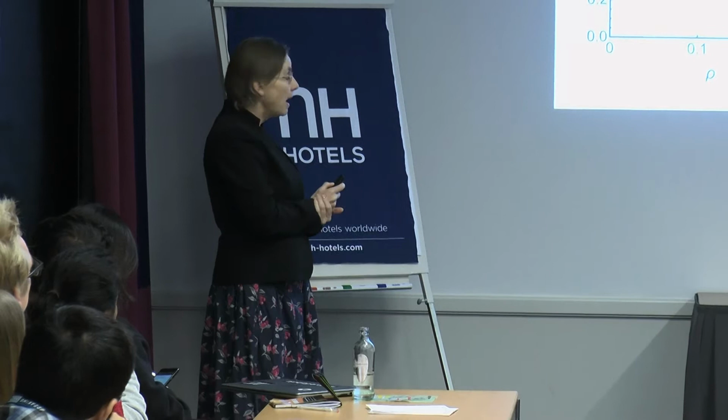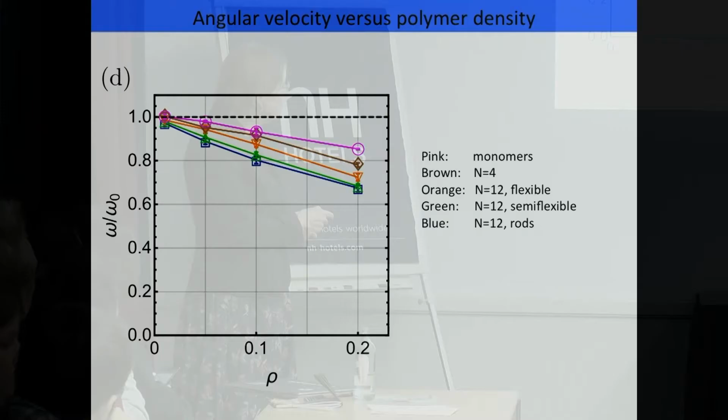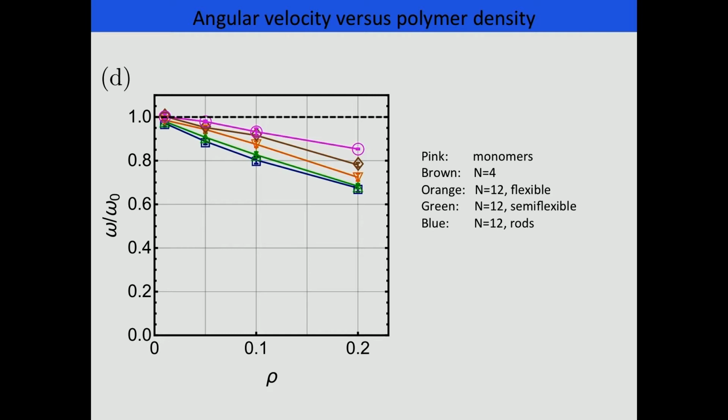Okay, then this is the angular velocity. It's constant torque, so the angular velocity can change. And this is pretty much what you'd expect, right? The angular velocity goes down as you increase the density. And it goes down more for longer polymers and stiffer polymers.